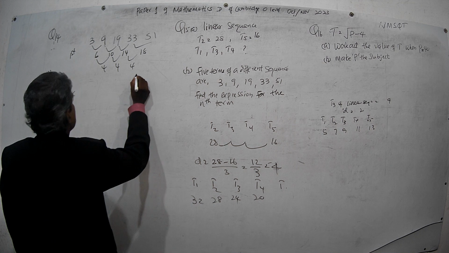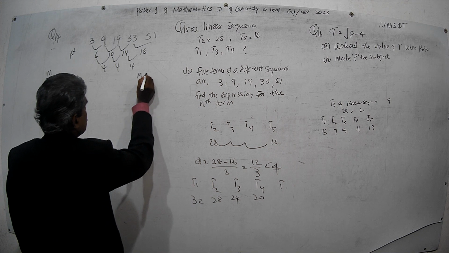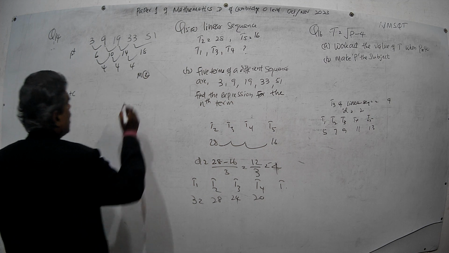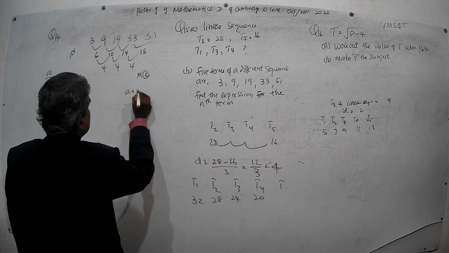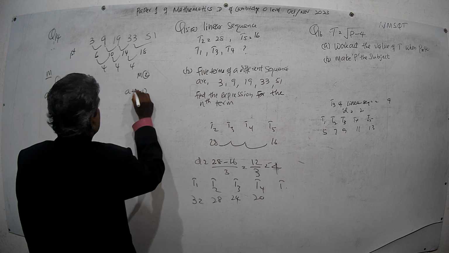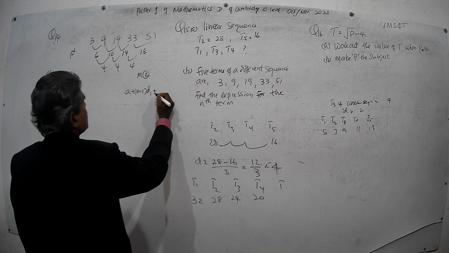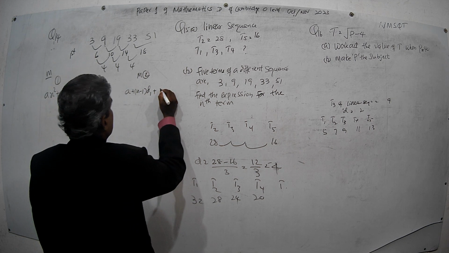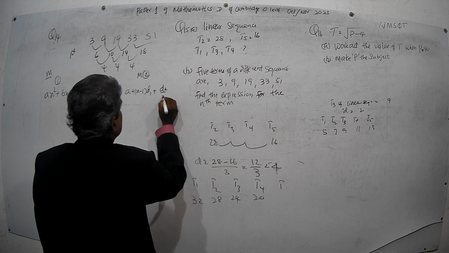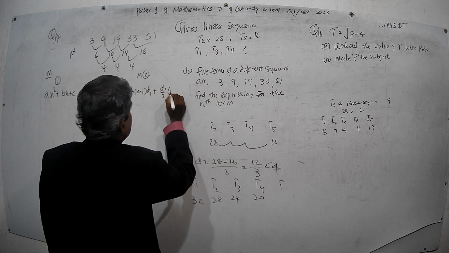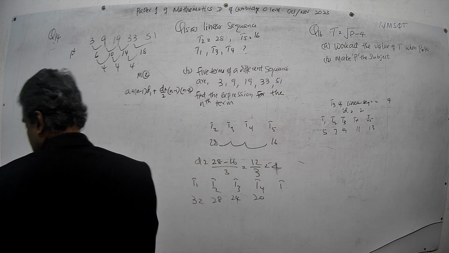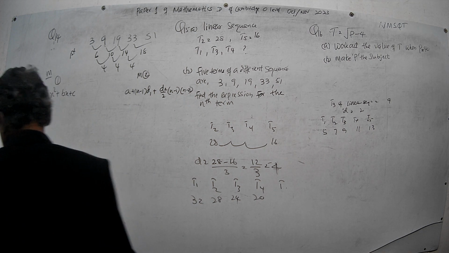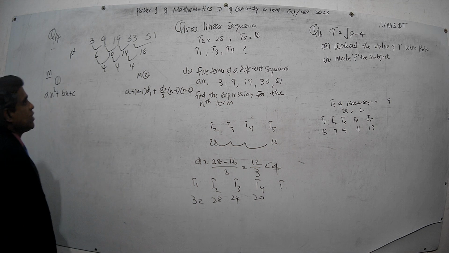The other one is a different method. Method 2 is a plus n minus 1 d1 plus d2 over 2 times n minus 1 times n minus 2. So that is that formula. One of these two formulas can be used. I will do both methods and show it.